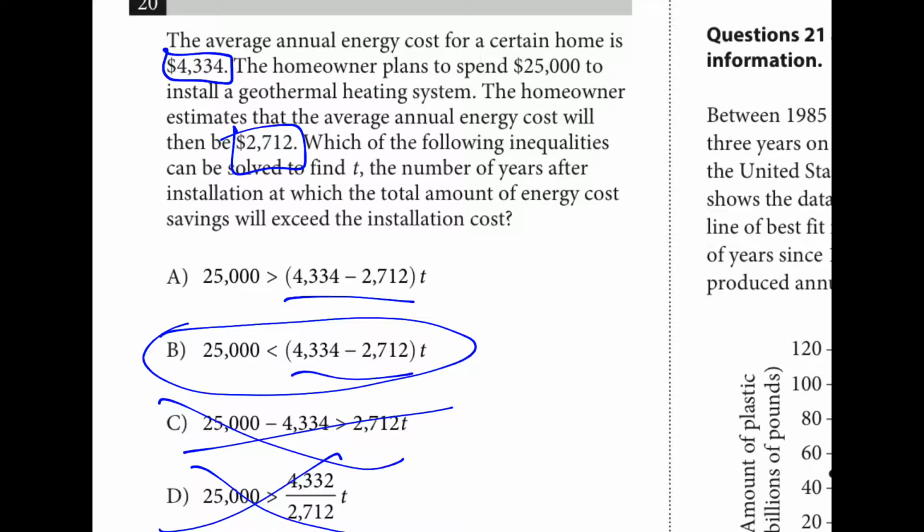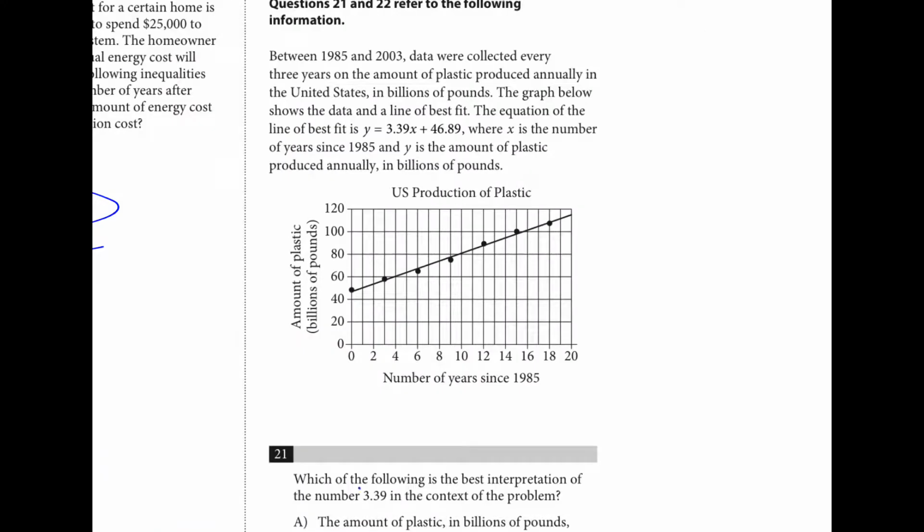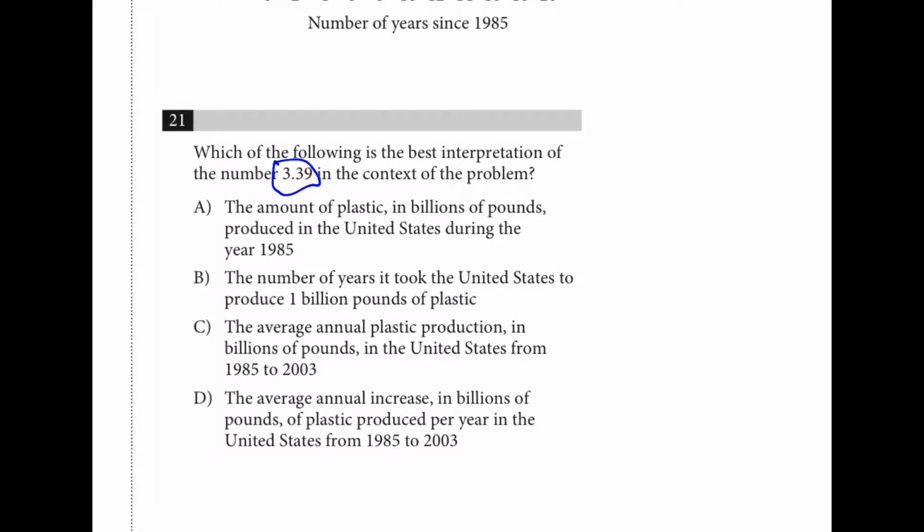And the answer is greater, because that's when the savings is more than the amount you spent on the heating system. In 21, when they ask about 3.39, that's the slope of this line of best fit, which is a linear equation. So what it's saying is that's how much the production of plastic is increasing for every year X since 1985. So the average annual increase is what we're looking for, D.